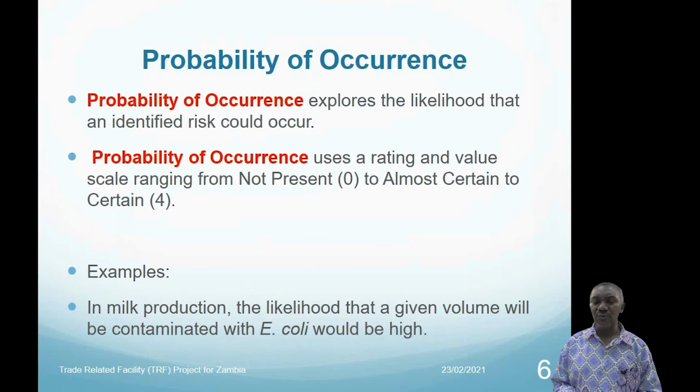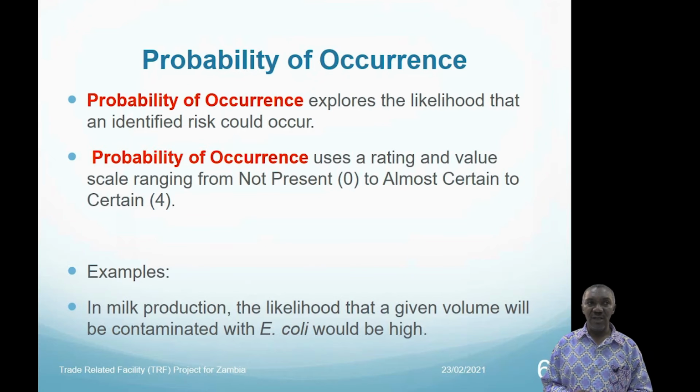Now, when you come to using the qualitative approach, in this case, we put the risk on a scale so we can quantify and say not present is 0, then almost certain that the hazard is present is 4. And in between, we can have 1 is rare, and 2 is common, and then 4 is almost certain. So we can use that.